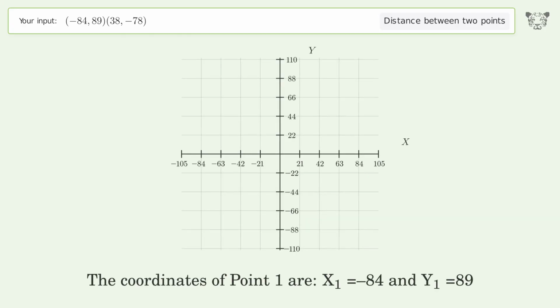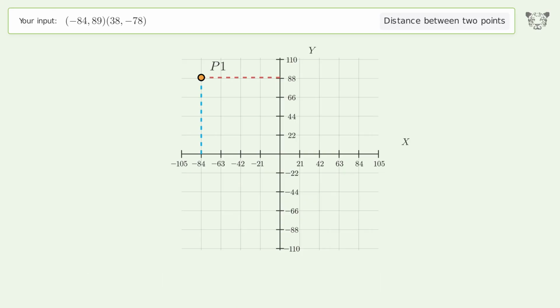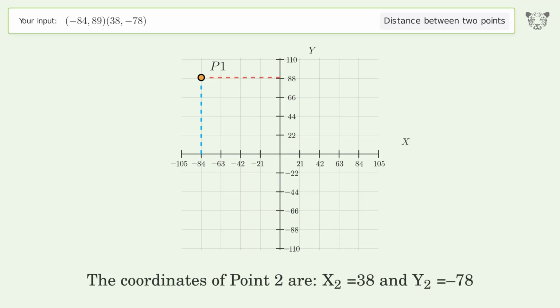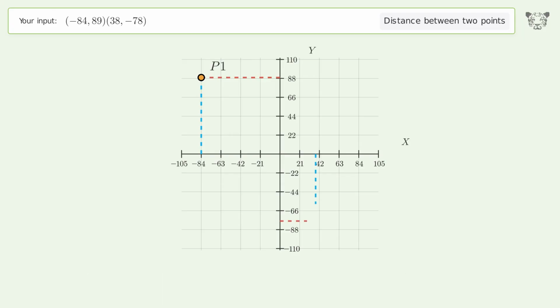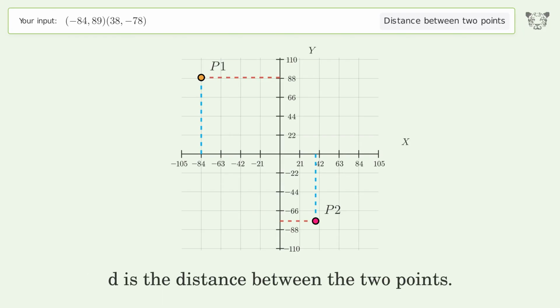The coordinates of point 1 are x1 equals -84 and y1 equals 89. The coordinates of point 2 are x2 equals 38 and y2 equals -78. D is the distance between the 2 points.